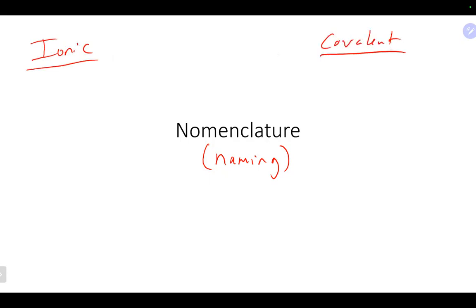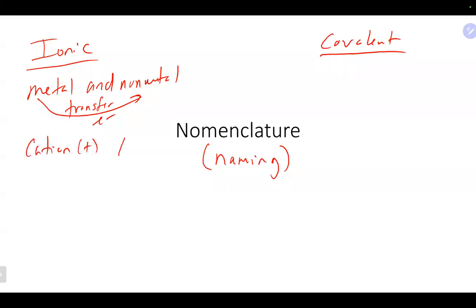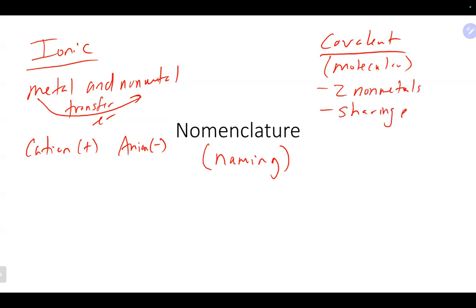And if it's ionic, as we were just talking about earlier today, that's definitely a metal and a non-metal together. And as we talked about, that's when we get that transfer of electrons, and obviously our cation, which is positively charged, and our anion, which is negatively charged. The way we name these is different from how we name covalent compounds, which are sometimes referred to as molecular compounds as well. Those are the ones that share electrons, usually between two nonmetals.